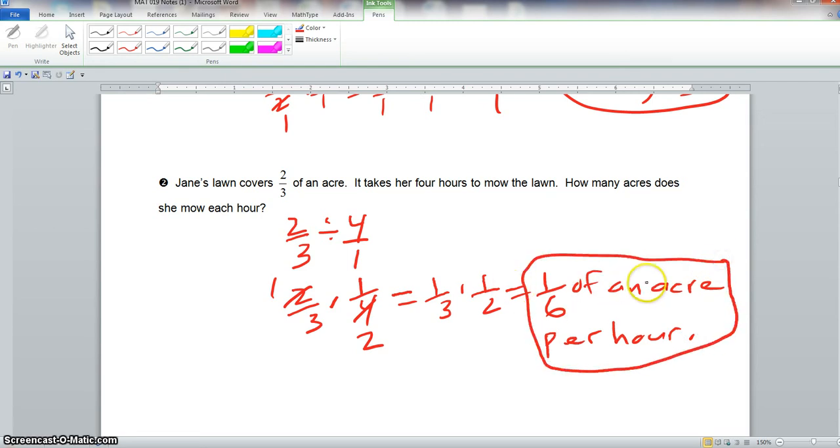So she mows 1/6 of an acre per hour. And that is the final answer.